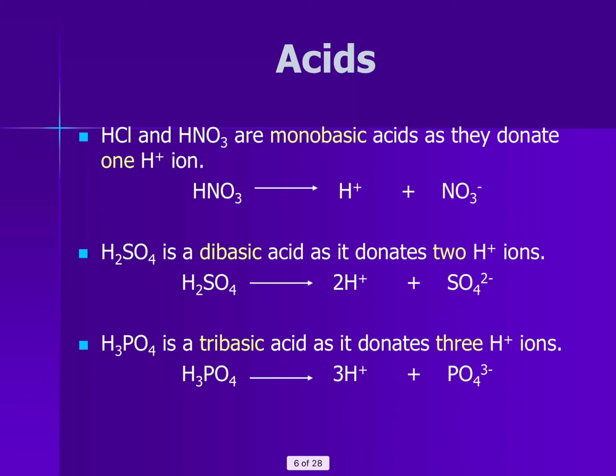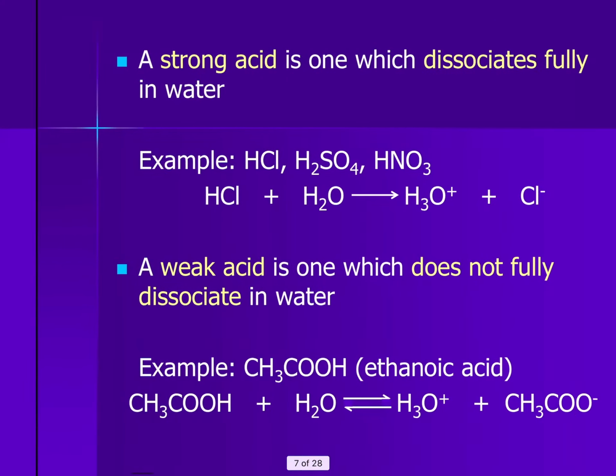So in the first equation there, you can see the nitric acid, HNO3, is donating 1 proton per molecule. So nitric and HCl would be examples of monobasic acids. Sulfuric H2SO4 is a dibasic acid because it can donate 2 protons per molecule. And then our example of a tribasic acid is phosphoric acid because it can donate 3 there. And you can see it in the last equation, it donates 3 protons. Look at the number next to the H. That will tell you the classification of the acid.